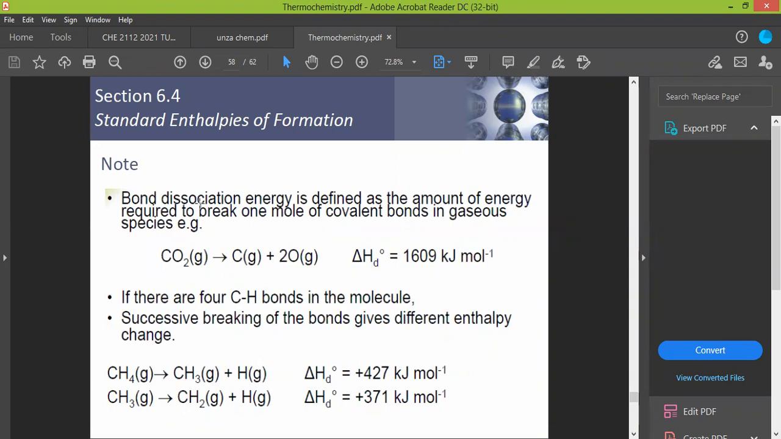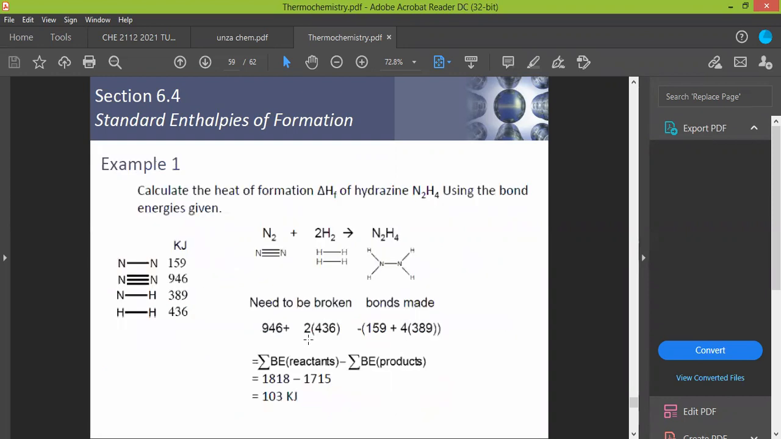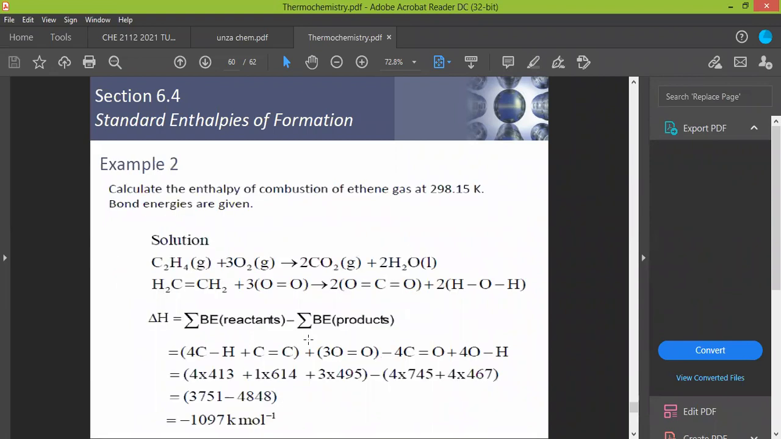Here, bond dissociation energy is defined as the amount of energy required to break one mole of covalent bonds in gaseous species. You get? So when you talk of breaking of bonds, you're talking about bond dissociation energy, and it's going to be represented like that, with change in D, as was explained earlier. So I've already explained this.